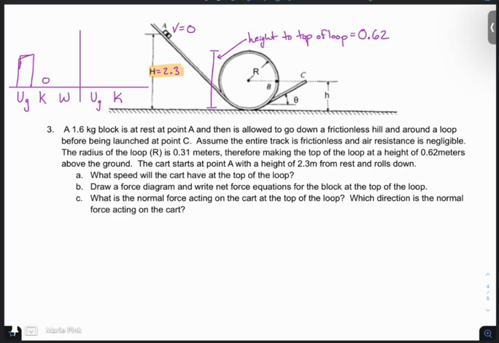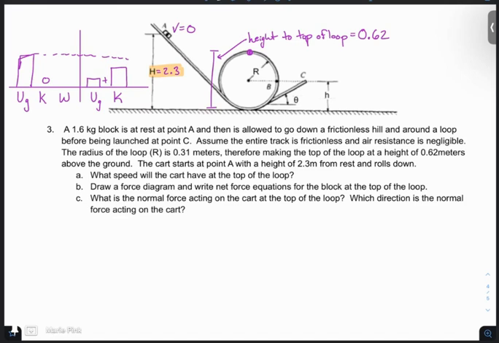At the top of the loop, which is what we're looking at in this problem, it does have some height, so we need to make sure we account for that gravitational potential energy, and then the rest of it will be kinetic. So be careful here when you're drawing these, that the gravitational potential energy and kinetic energy at the top of the loop is equal to the starting gravitational potential energy at the very beginning.